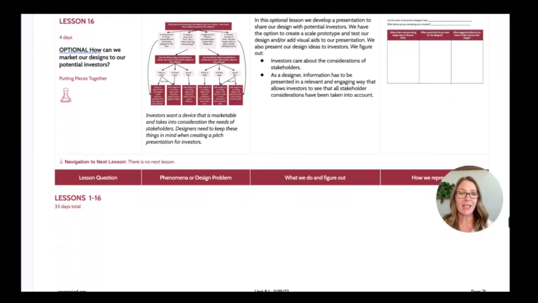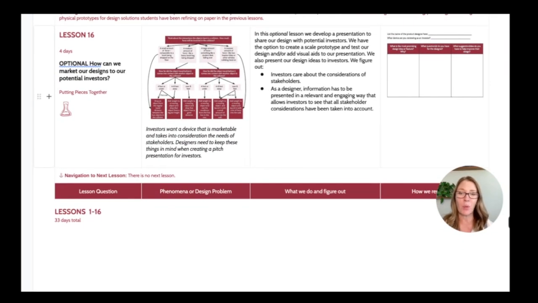The very end, in lesson 16, and this is optional, we talk about marketing different engineering ideas and how we can market them to stakeholders, and how you want to show how you took into account the stakeholders' wants and needs into your design. And so this is really not much about science, but more about business and entrepreneurship. So this is an optional end.